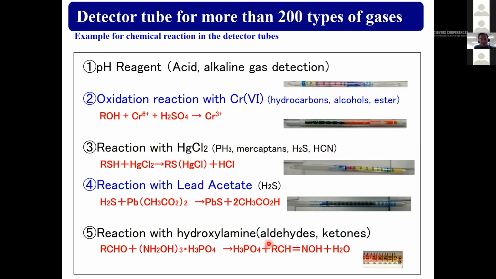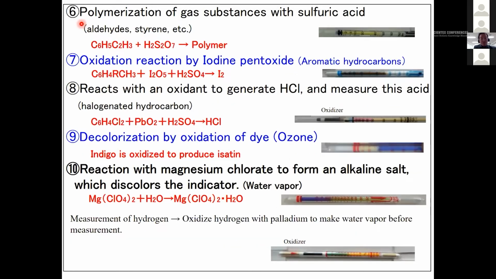We also use hydroxylamine for aldehyde and ketone detection. And we use polymerization reactions with sulfuric acid for detecting aldehyde and styrene. This yellow product is a polymerization product of styrene. We use iodine pentoxide for aromatic hydrocarbons such as toluene and xylene. We also use an oxidizer in the tube. Halogenated hydrocarbon is oxidized and HCl is generated. This HCl changes the color of the pH reagent in the tube like this. We also use dye for ozone detection, and magnesium chlorate to detect water vapor.